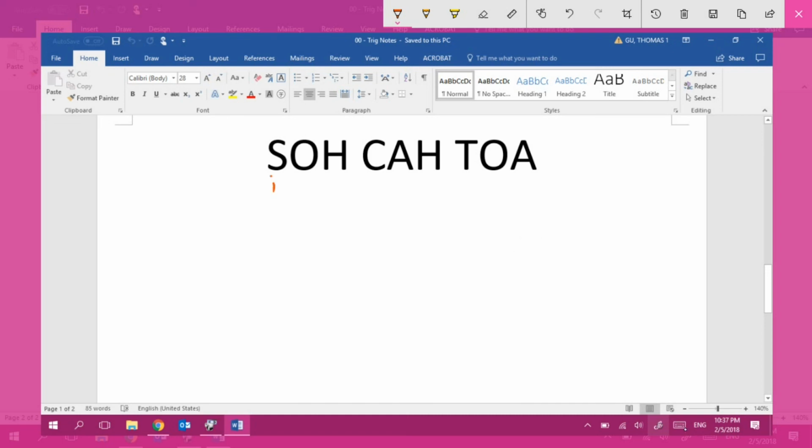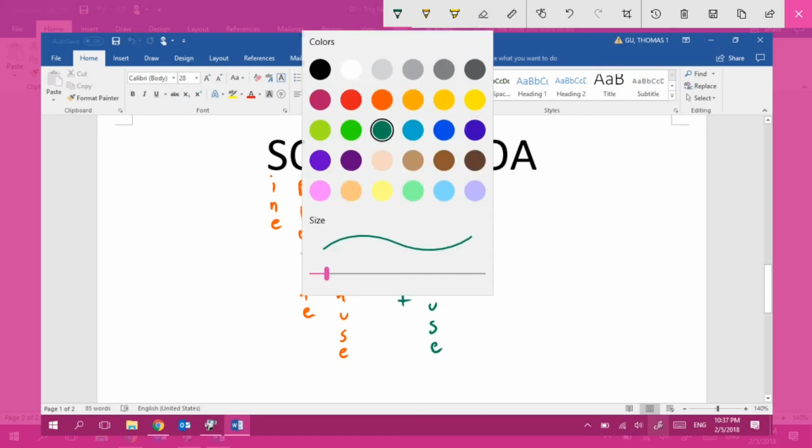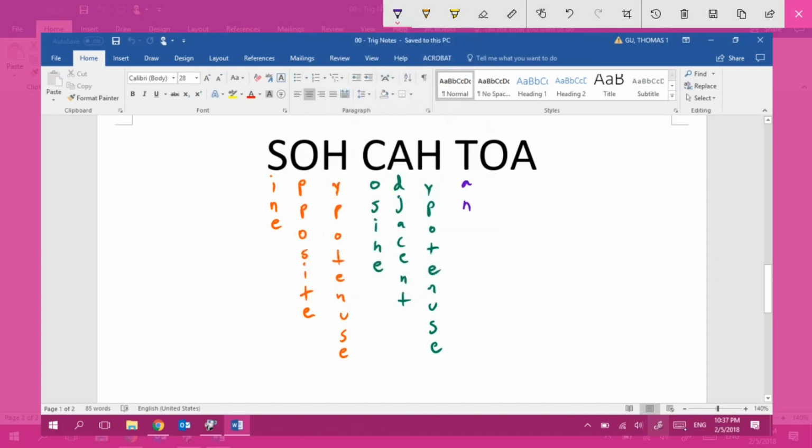So SOH, sine, means opposite over the hypotenuse. CAH means cosine, and that equals the adjacent over the hypotenuse. And TOA means tangent is the opposite over the adjacent. So SOHCAHTOA is a handy way to remember how to find the ratios. Sine is opposite over hypotenuse, cosine is adjacent over hypotenuse, and tangent is opposite over adjacent.